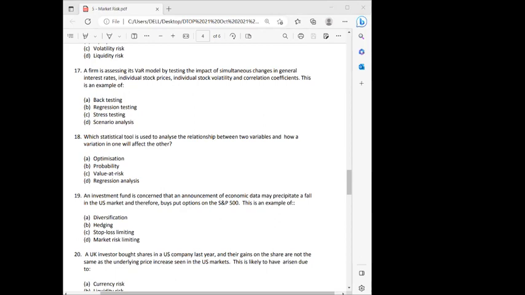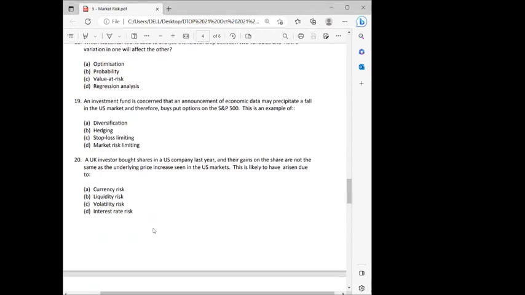Correct answer is D. So if you can respond faster, we can move faster. Right? Let's go to the next question. Question number 19.